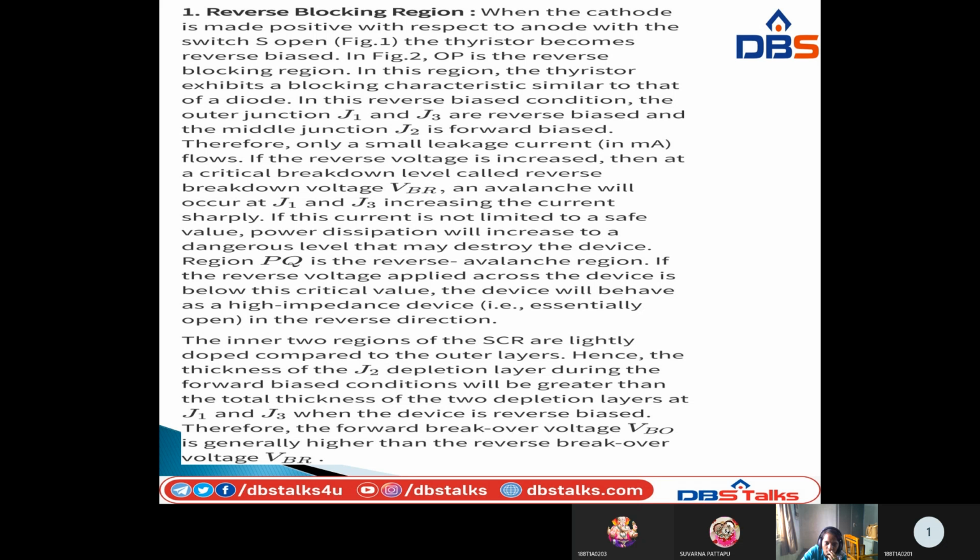So in the reverse region, when the reverse voltage applied across the device is below the critical value, the device behaves as a high impedance device in the reverse direction. The inner two regions of the SCR are lightly doped.